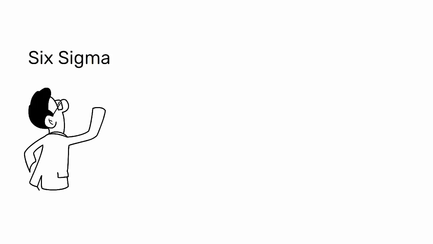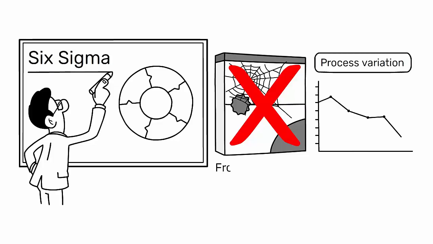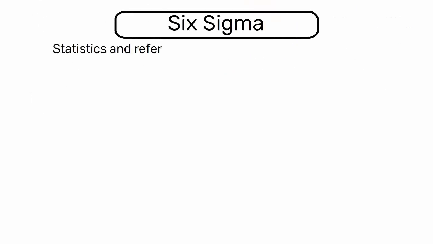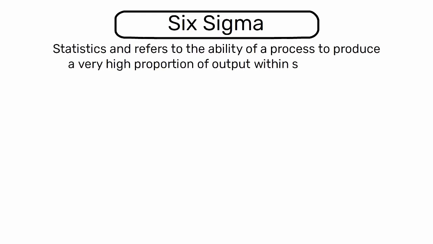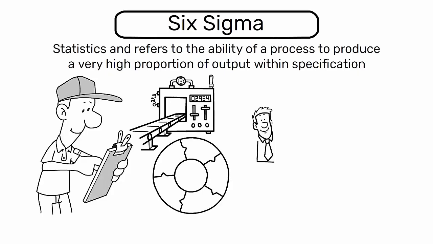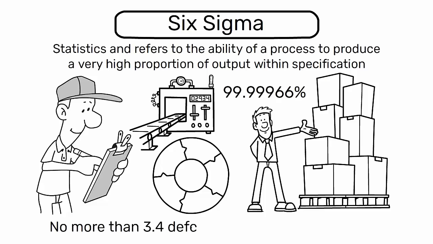Six Sigma is a data-driven methodology for eliminating defects and reducing process variation in any process, from manufacturing to transactional, and from product to service. The term Six Sigma comes from statistics and refers to the ability of a process to produce a very high proportion of output within specification. In particular, processes that operate at Six Sigma levels produce at least 99.999966% of their output within specification, which corresponds to no more than 3.4 defects per million opportunities.